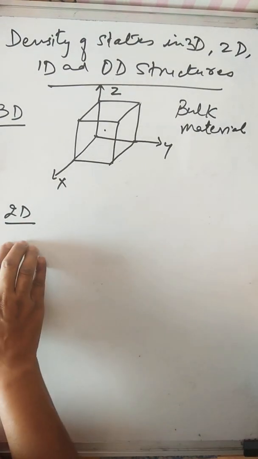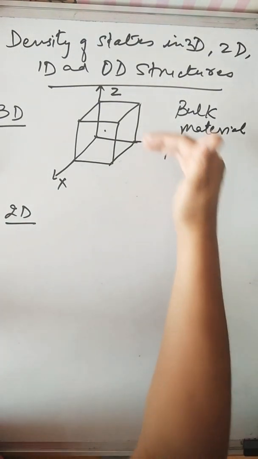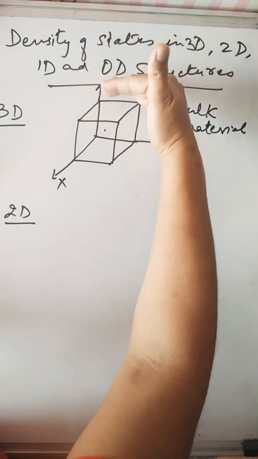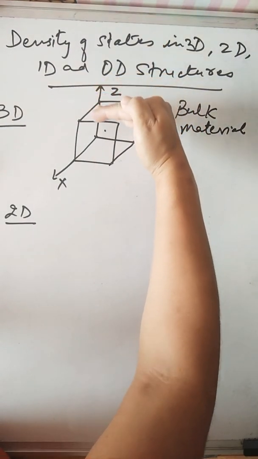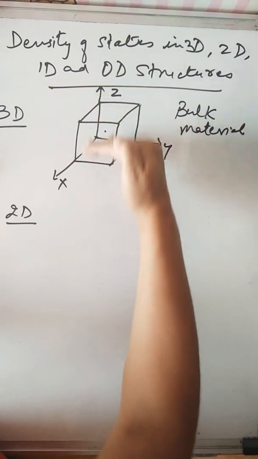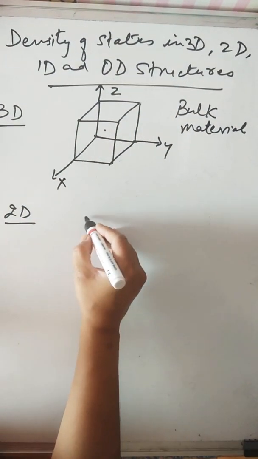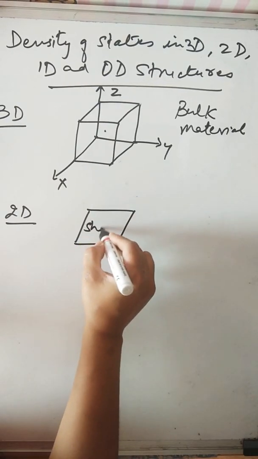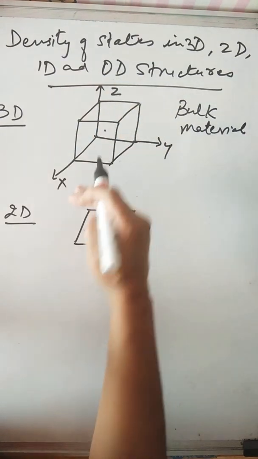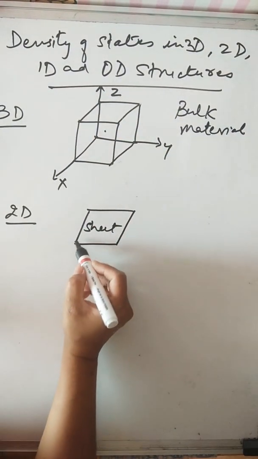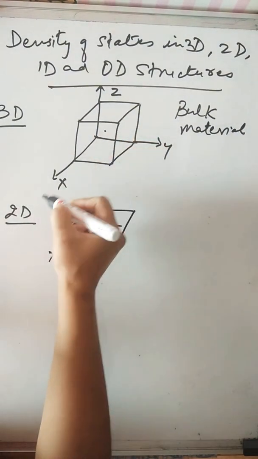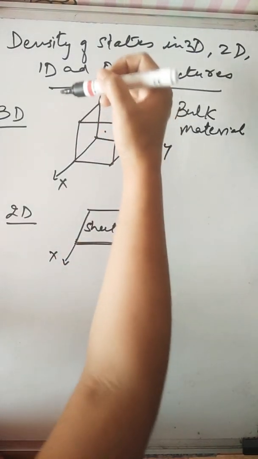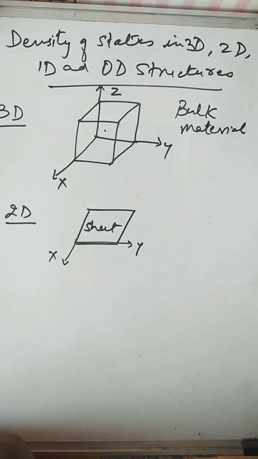To understand the 2D structure, let us suppress one of the dimensions of this cube. So I am suppressing the z dimension. I am reducing the z dimension downwards, and I am suppressing this cube into a sheet. So the 2D structure is now what I am getting, some kind of a sheet, because I have suppressed the height of this cube. Now we have this x-axis, this y-axis, but we don't have the height because we have suppressed the z-axis. Z was giving the height.